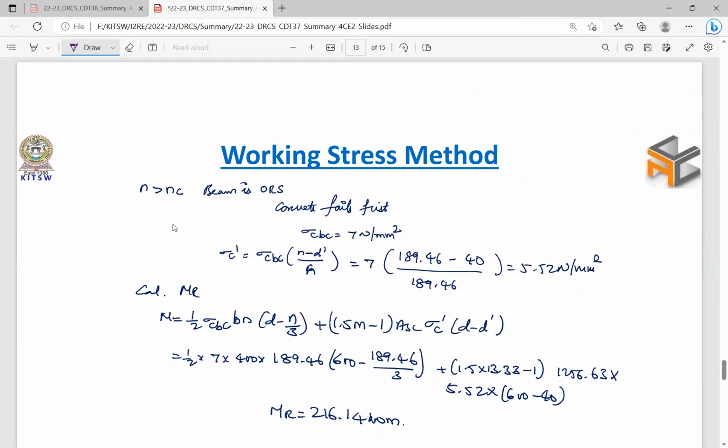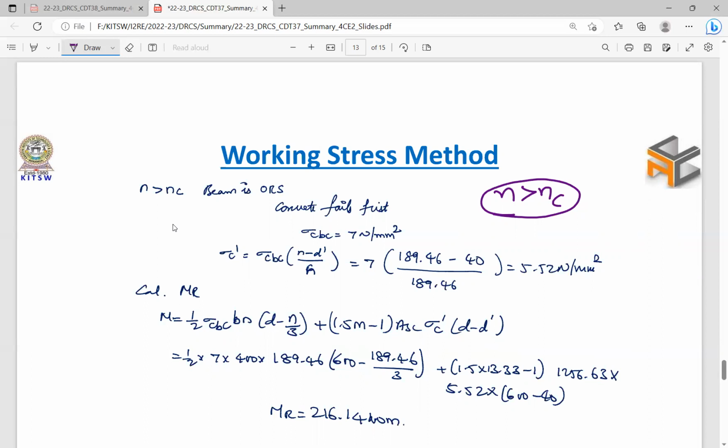That means the actual neutral axis is greater than the critical neutral axis. That means this is an over reinforced beam. In an over reinforced beam, concrete will fail first, right?